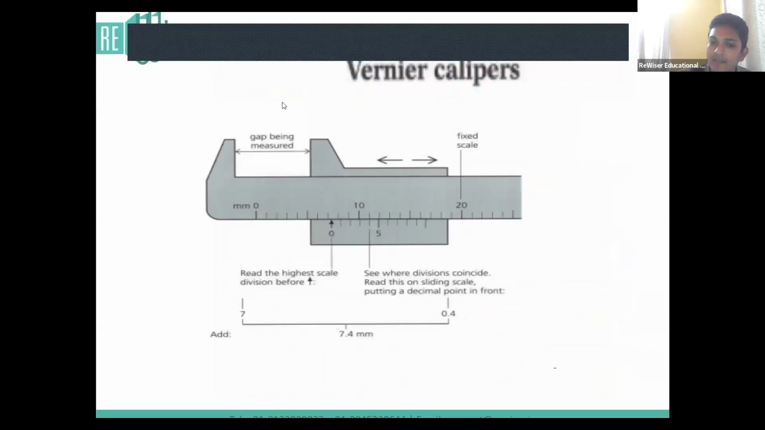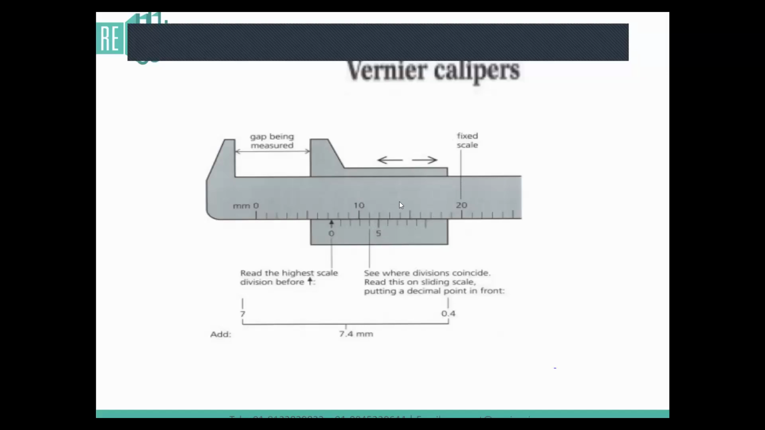The vernier calipers works on a very similar premise. It has a fixed scale or a main scale and then a vernier scale. Here, you just look at the coinciding reading, and then the coinciding reading will help you figure out the final value. The premise is the exact same. There is always a fixed scale or a main scale and then another scale where you see the first coinciding reading and then measure that.